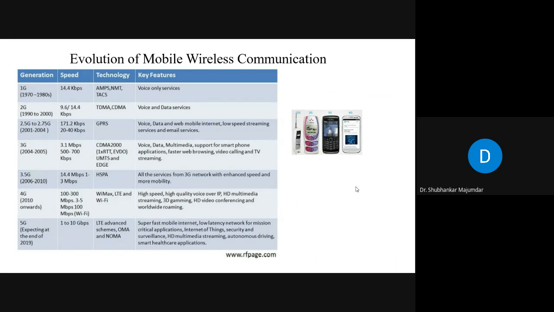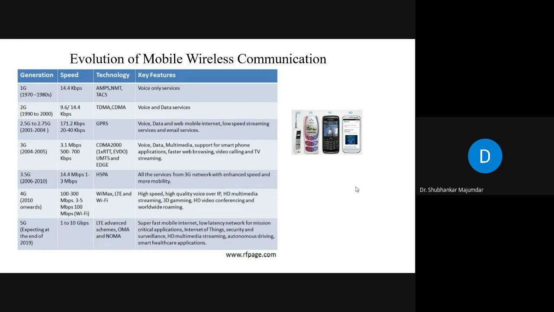So from 1970 to the 80s, 1G was deployed and widely used, but the speed was very low, with a data rate of about 14.4 kbps, and the technology was AMPS, because we were only dealing with voice signal transmission. After that, 2G came, which included voice and text messages.